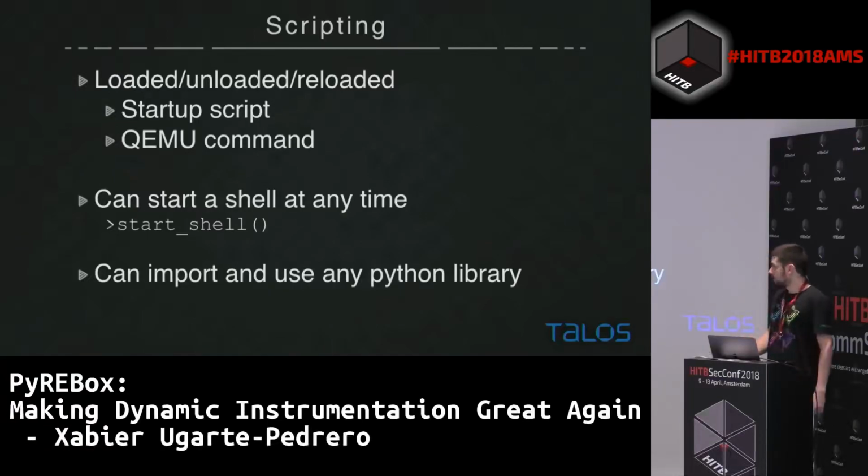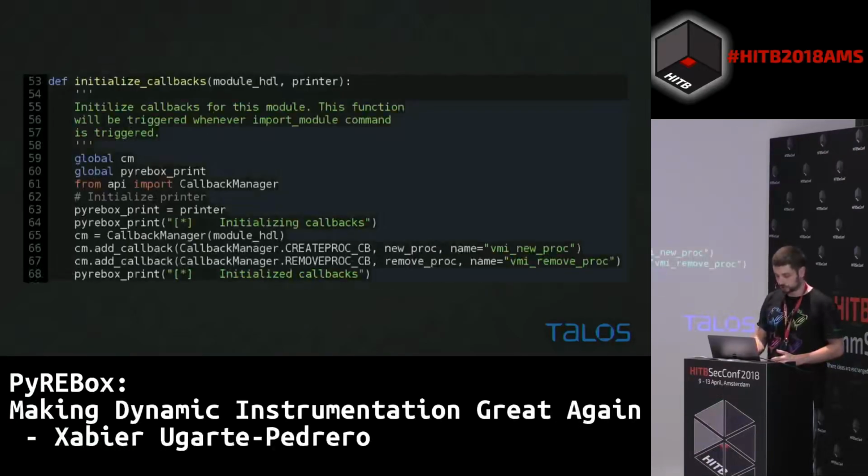We, of course, can import and use any Python library, so this gives us the capacity to integrate PyREBox with any kind of binary analysis library that you may want to use or be used to. This is the initialize callbacks. This is the entry point of a script. Every script needs to declare this function, otherwise it will not work. And normally what you do here is to register some callbacks, because otherwise you will not have your script executed anymore.